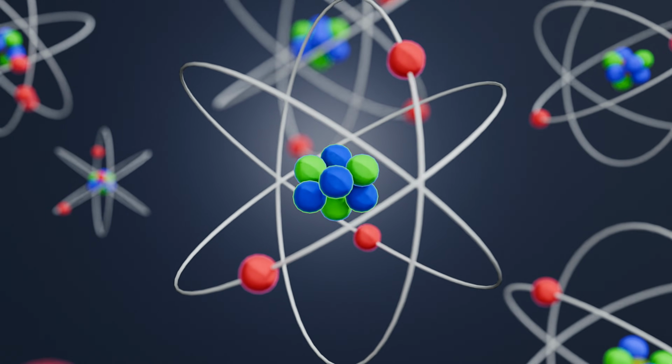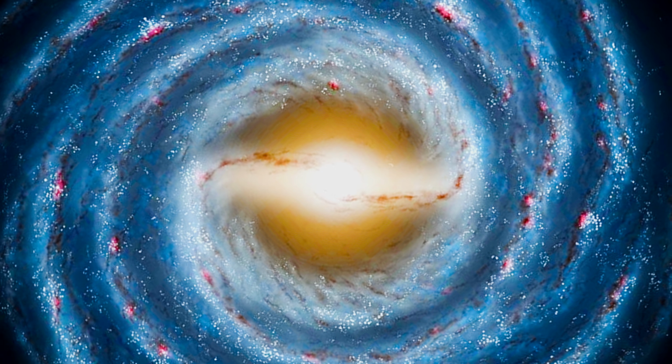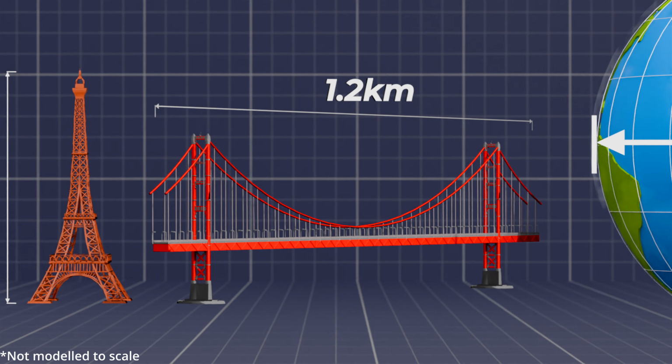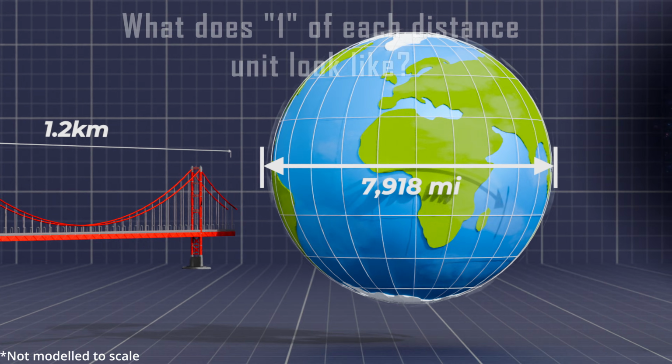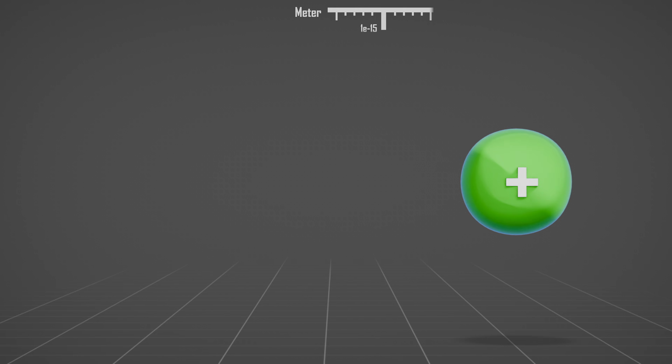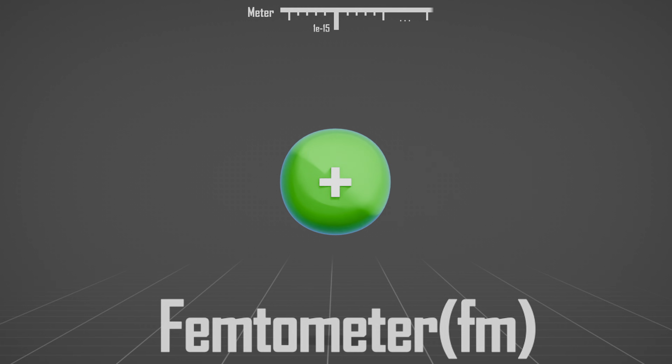From femtometer for nucleons to light years for galaxies, we have created all kinds of units to measure different ranges of distance. But visualizing them, what does one of each distance unit look like? Well, starting small, like really small, we have femtometer.